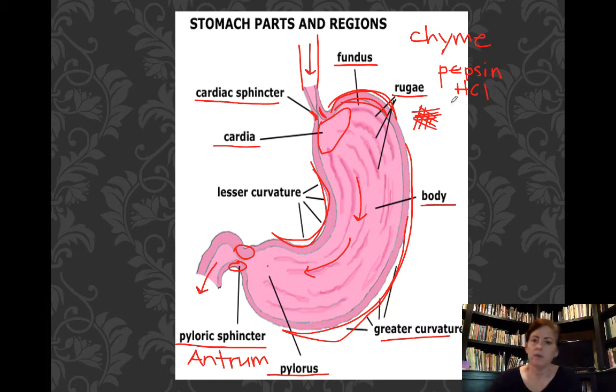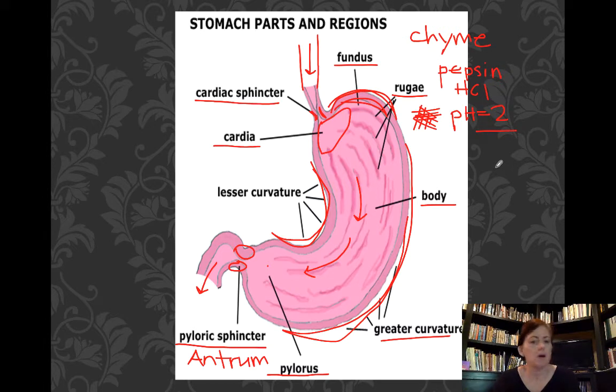The presence of hydrochloric acid also means that the pH of our stomach is pretty acidic. It's about 2. And so we have this mucosal lining of the stomach where we have cells that secrete mucus to help protect that interior lining of the stomach from that really acidic gastric juice.